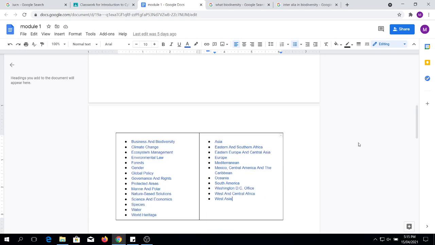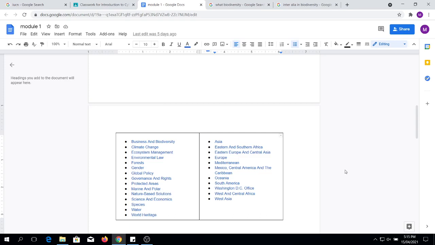So in terms of business and biodiversity, the region assigned is Asia. Another, in terms of climate change, we have Eastern and Southern Africa. In terms of ecosystem management, we have Eastern Europe and Central Asia. In terms of environmental law, we have Europe, forest, Mediterranean, gender, Mexico, Central America, and the Caribbean. And for global policy, and then we also have governance and rights, which is the region of Oceania. And then protected areas, South America.